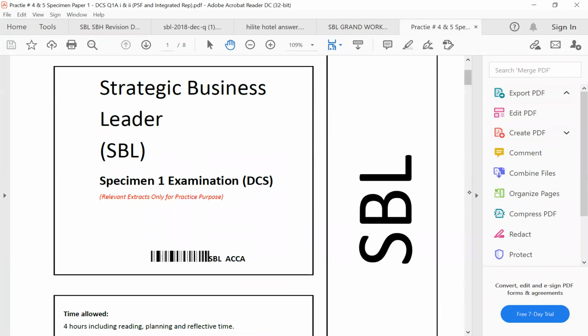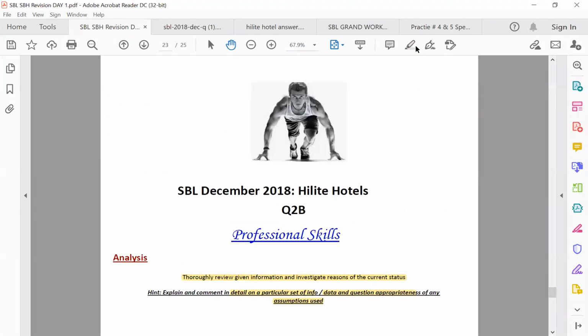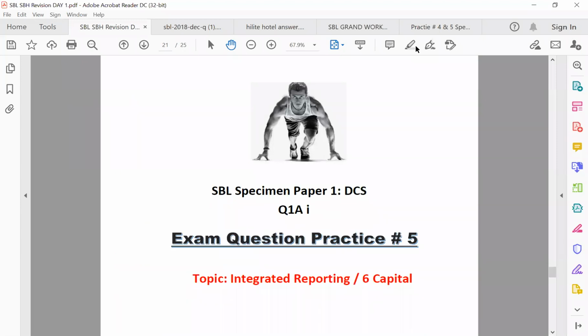What I've done is, the handout said that we will be solving DCS company question number 1A part 1, right? You can see over here, we will be solving question number 1, DCS company specimen number 1, question number 1A part 1, exam practice. Now, this is the most important question that you will be doing right now. The question includes integrated reporting and six capitals, and the second part also includes integrated reporting and six capitals.